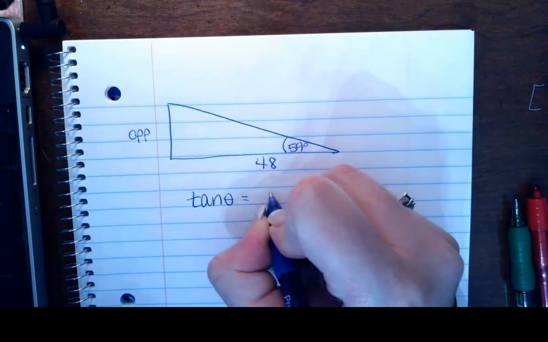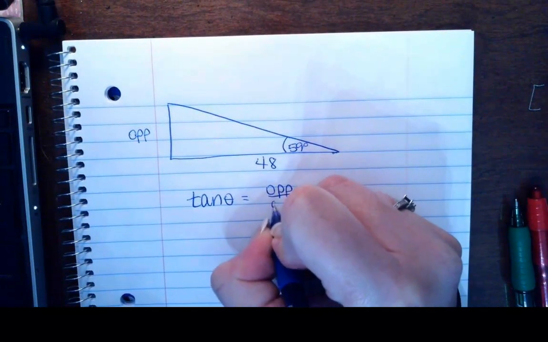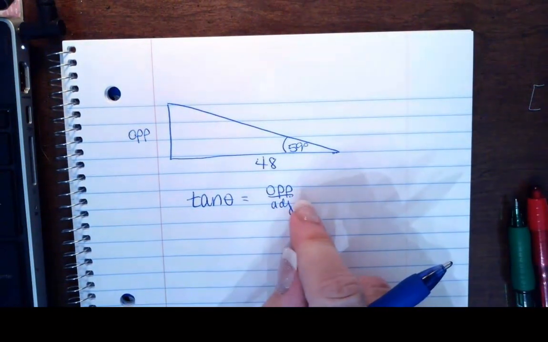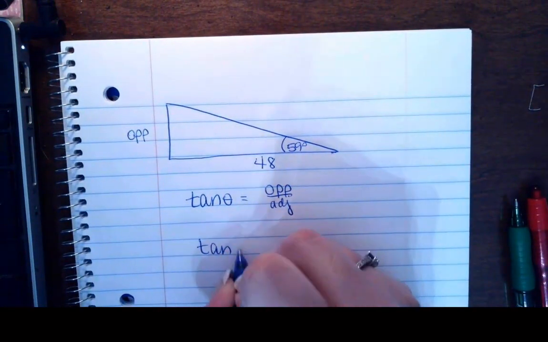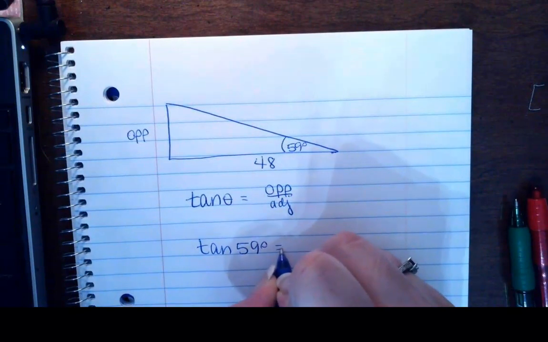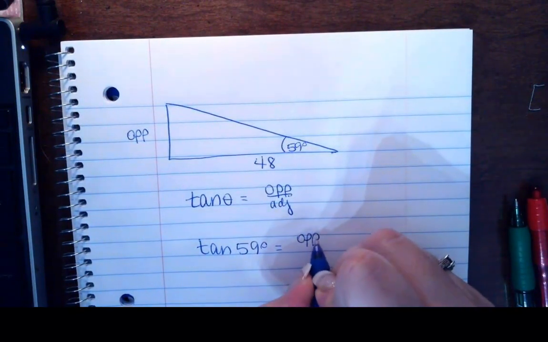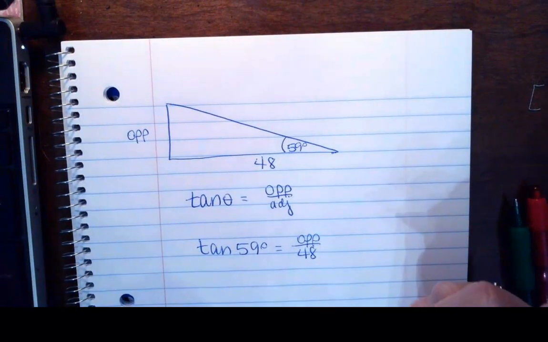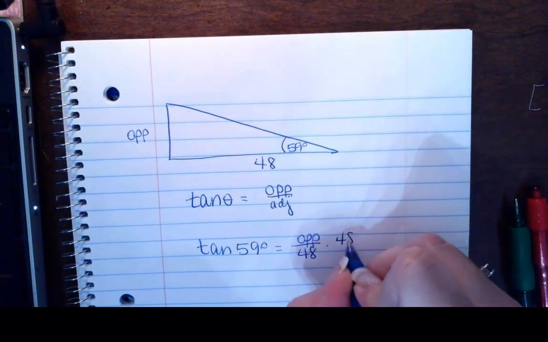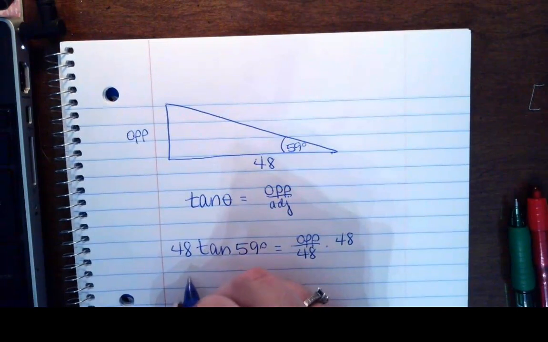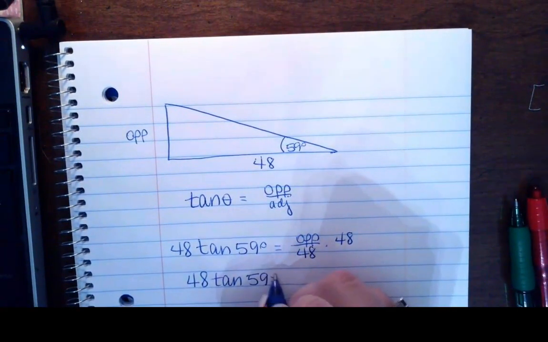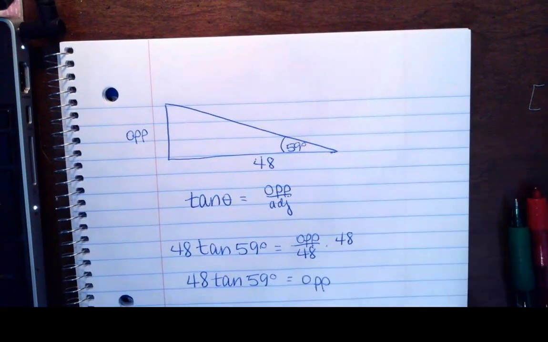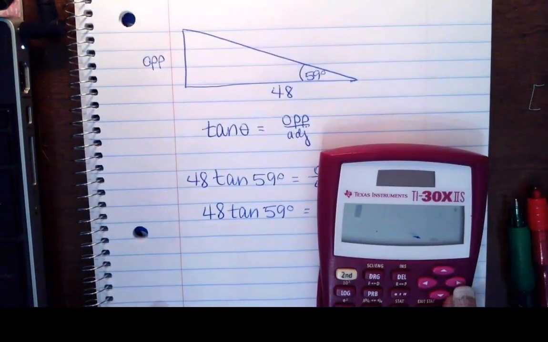So tangent theta is opposite over adjacent, and we are looking for opposite. So I have tangent of 59 degrees is going to equal opposite over 48. So I'm going to multiply both sides by 48. So that gives me 48 times the tangent of 59 degrees is going to equal that opposite side. So 48, remember to make sure you're in degrees.